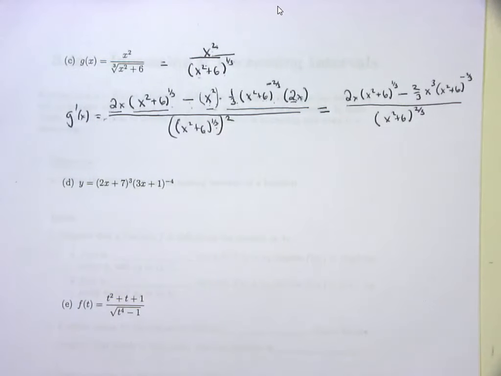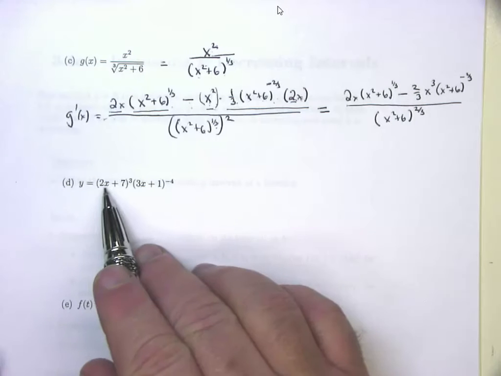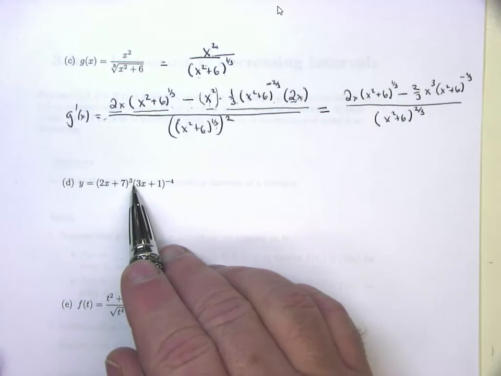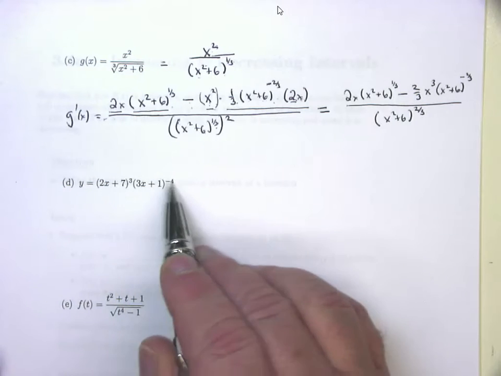Y equals 2x plus 7 cubed times 3x plus 1 to the negative 4th power. Pause, hesitate, and tell me what you see. And if you don't know, say it out loud. Officially, on a test, you have to say it in your head, but speak it out loud. What do you hear? It is y equals 2x plus 7 cubed times 3x plus 1 to the negative 4th.